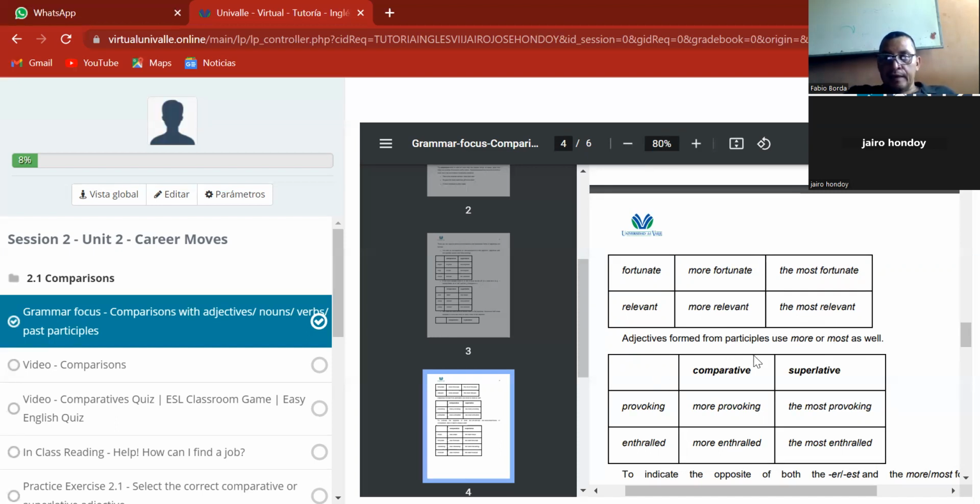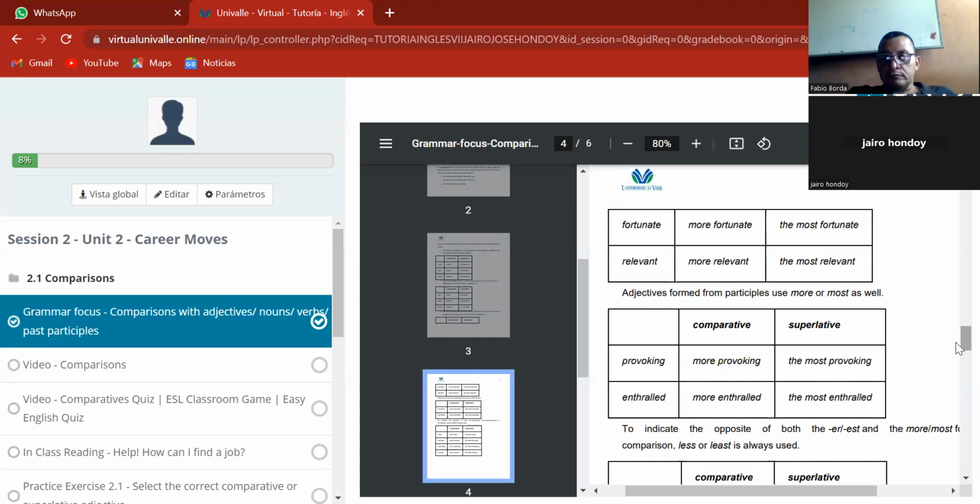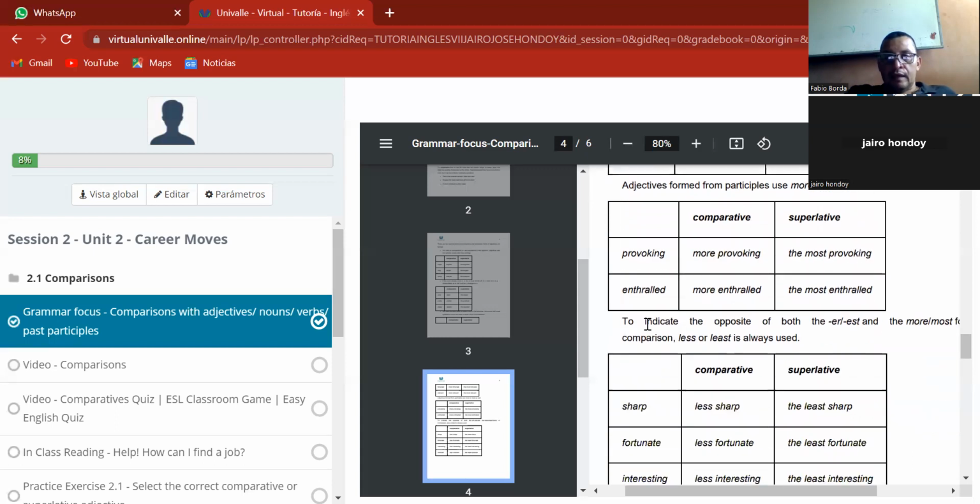Adjectives from participles use more or most as well. In this case, we have provoking, more provoking, and the most provoking. Enthralled, more enthralled, the most enthralled.